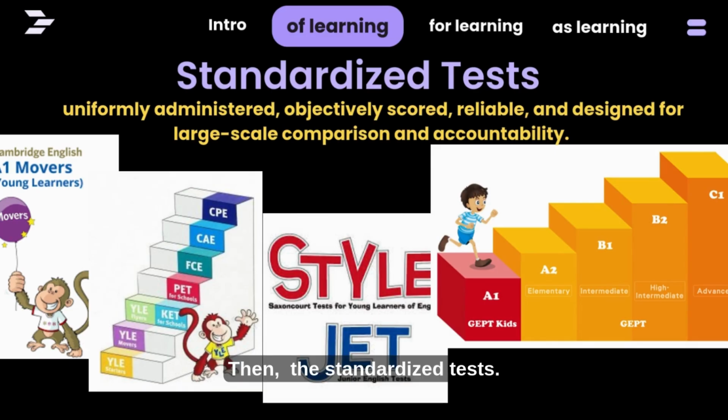Then the standardized tests. Standardized tests are uniformly administered and objectively scored. They are considered reliable and are often used for large-scale comparisons and accountability. Examples include national proficiency tests, such as GEPT Kids, and international exams, such as Cambridge Movers or Cambridge English Key, acronym KET.